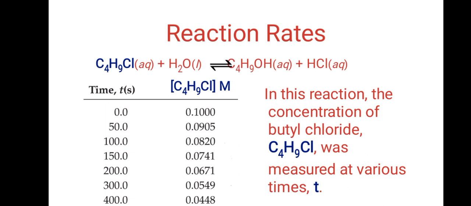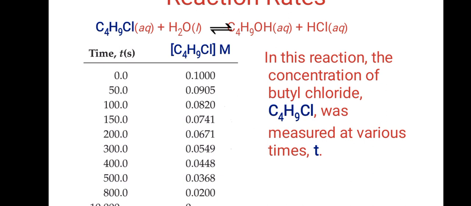Now, they want us first of all to determine the rate of reaction for this particular substance, which happens to be butyl chloride. As you are able to see, we have the time, and at the same time we have the concentration. How are you able to know that this is the concentration? Check, we put brackets like that to show that it is the concentration of butyl chloride. So when the time was 0 seconds, butyl chloride reacted with water, and its concentration was 0.1.